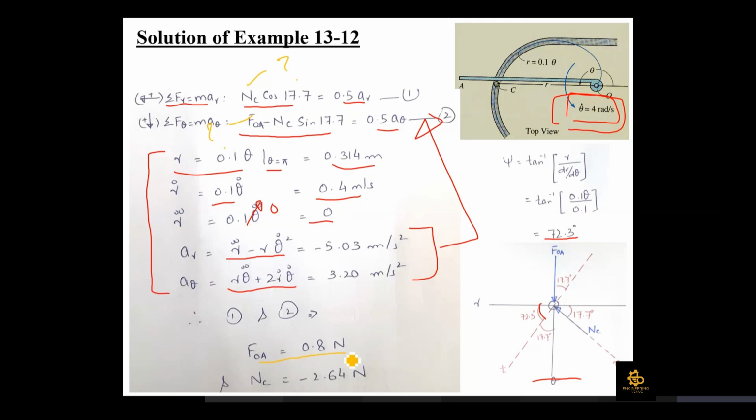So FOA, which is the force of the arm, comes out to be 0.8 newtons. The second thing, which is the normal reaction force, comes out to be minus 2.64 newton. Now, what does this negative sign indicate? assumption की वजह से Inwards लग रही है. This negative sign indicates that our assumed direction of NC was not correct. Rather, NC would be acting towards the positive side of the n axis rather than towards the negative side.